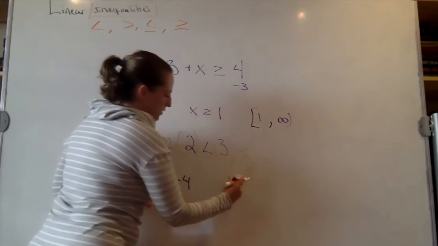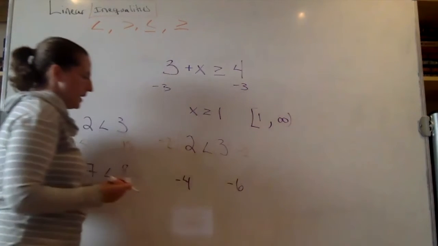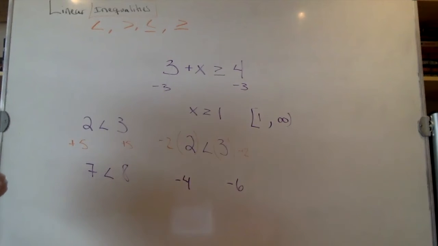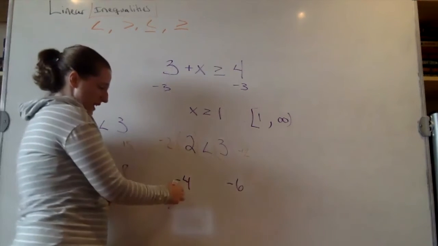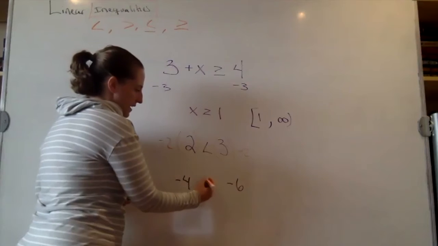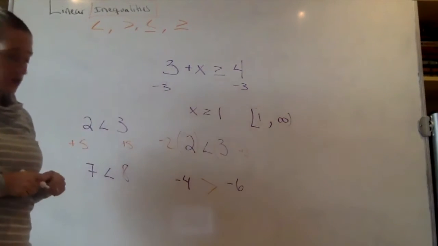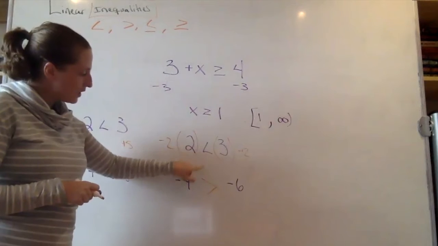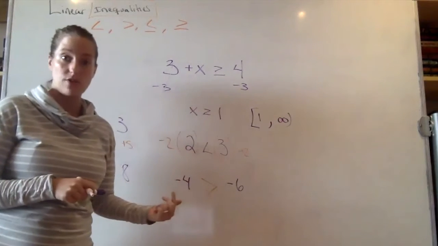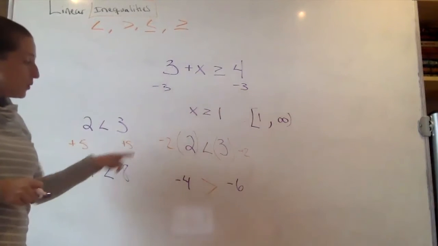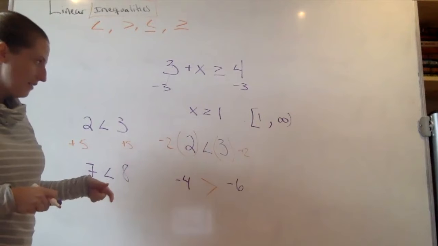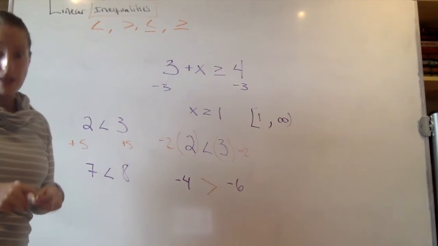3 times negative 2 is negative 6. Now look at those two numbers, negative 4 and negative 6. Which is bigger? Well, negative 4 is actually bigger than negative 6. So that means in order to preserve truth, to make the statement true, the direction of my inequality needed to switch, okay? That's true when we multiply by a negative. It's also true when we divide by a negative.